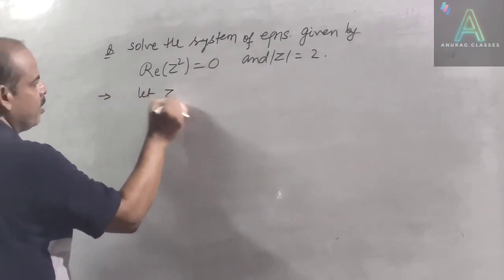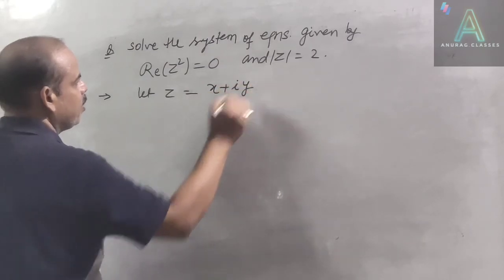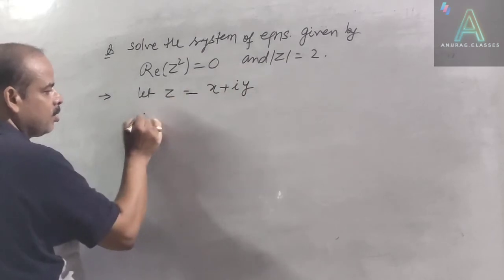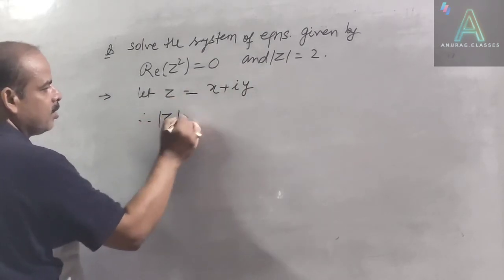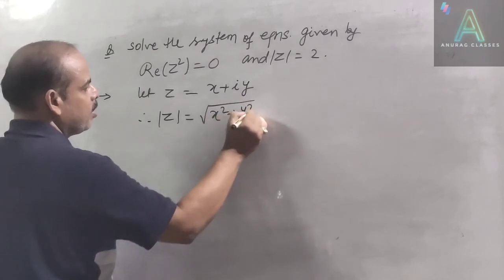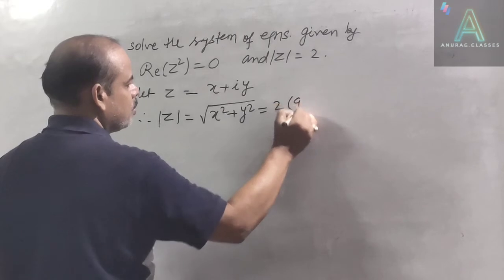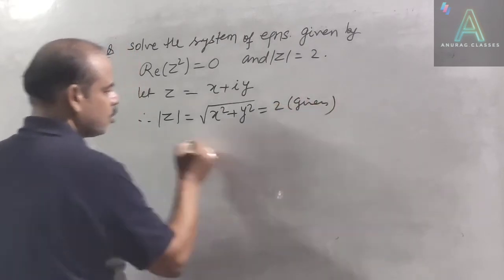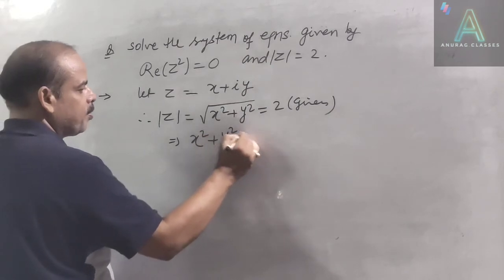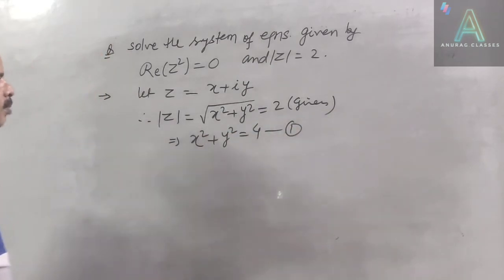choose the number z. Let z is equal to x plus iota y. Now you have to find the mod z. It will be under root x square plus y square, but the value of mod z is given as 2. So after squaring, we can conclude that x square plus y square is equal to 4. Call this relation number 1.